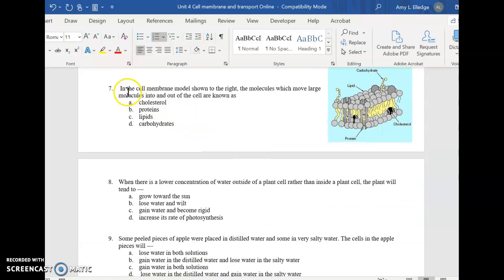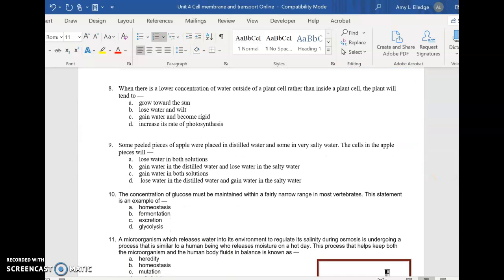All right, number 7, in the cell membrane model shown to the right, the molecules which move large molecules into and out of the cell are known as. So the things that help large molecules across are your proteins, your channel and your carrier proteins.